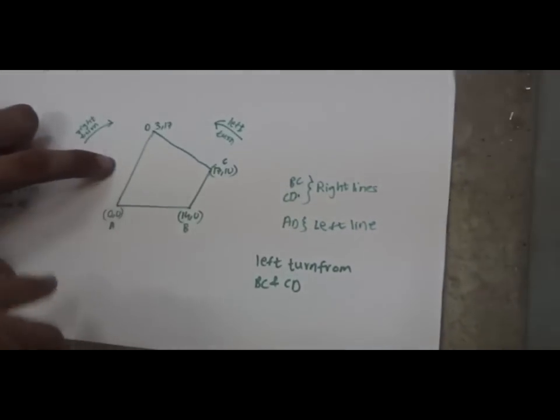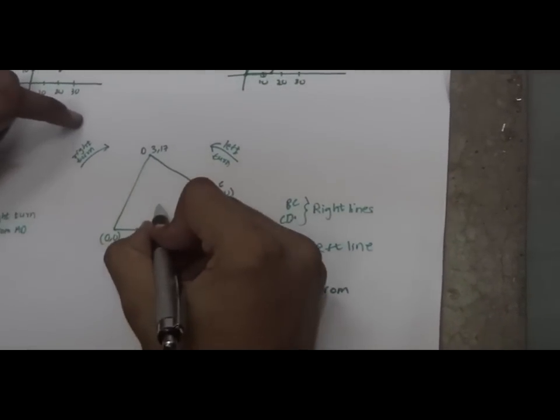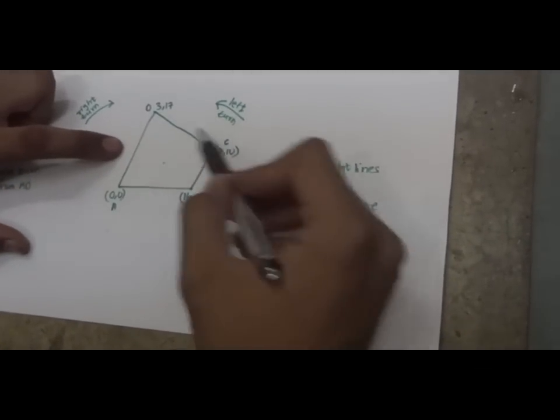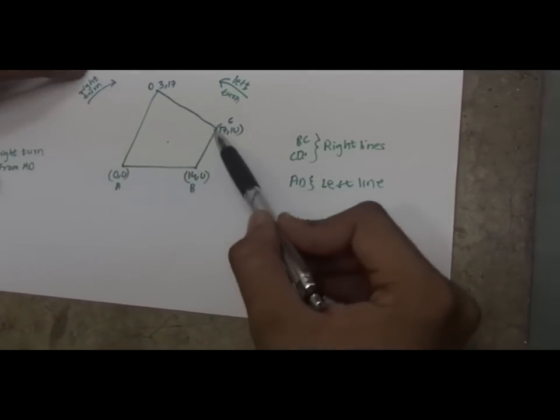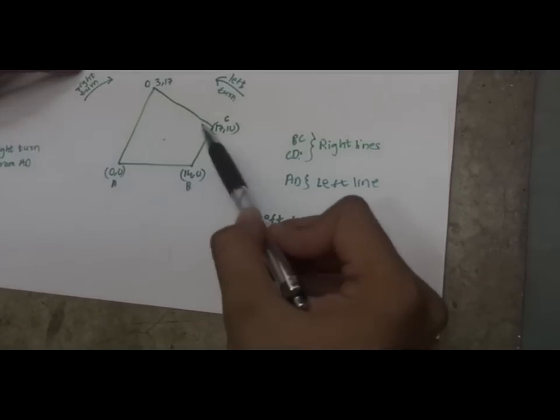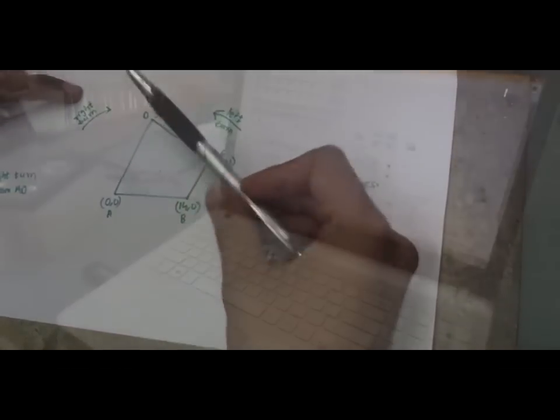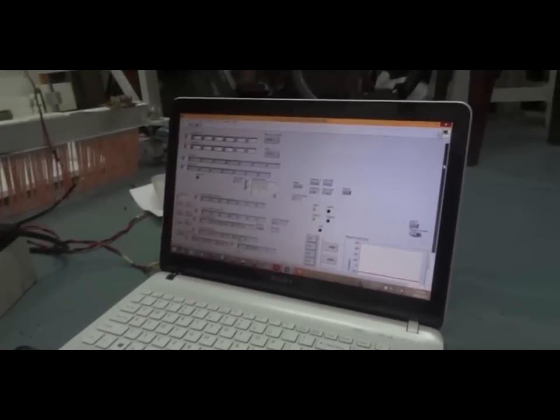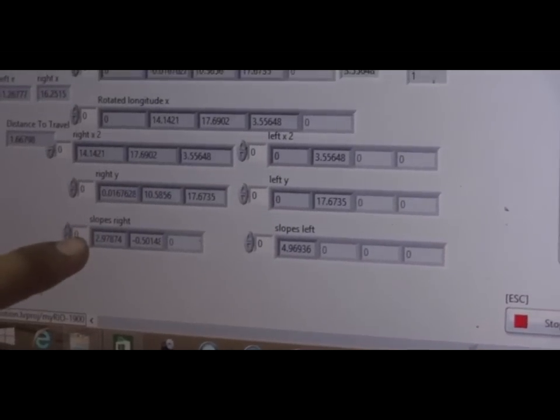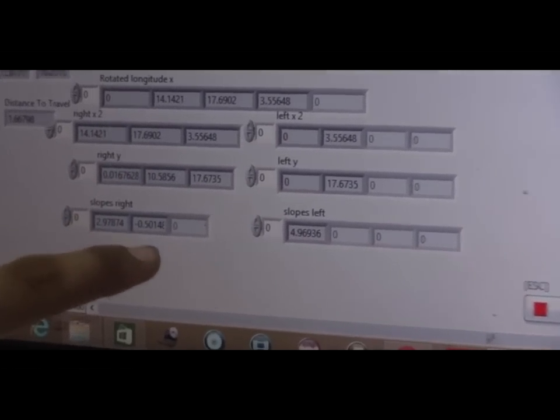Now once we have these coordinates, we'll split the lines into left lines and right lines. Any line which is to the left of this point is known as a left line, and the lines to its right are known as right lines. I have named these right slopes. So right slopes are BC and CD, and the left slope is AD. Now we can see that the left and right slopes are divided, which is also calculated in this VI. These are the slopes of the right lines, BC and then CD, and this is the slope of the left line AD.